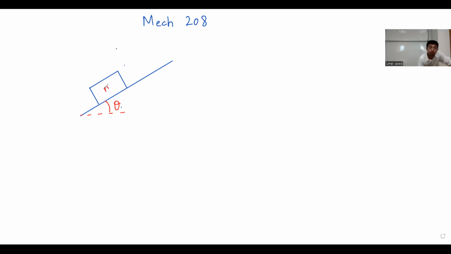Let's say its mass is m, the applied force is in this direction, and my x is defined in this direction. So I was telling you, summation of forces in the x direction is equal to m x double dot.